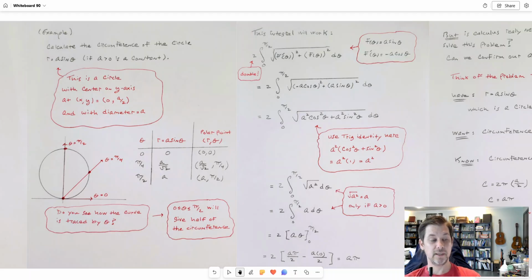All right, so that's my first video to introduce length on a polar curve. There will be some others where we might have to concern ourselves with symmetry, adjusting these bounds, possibly doubling the answer as needed.